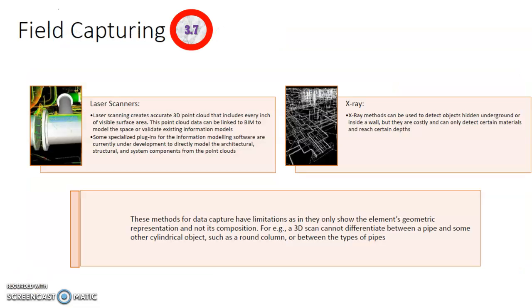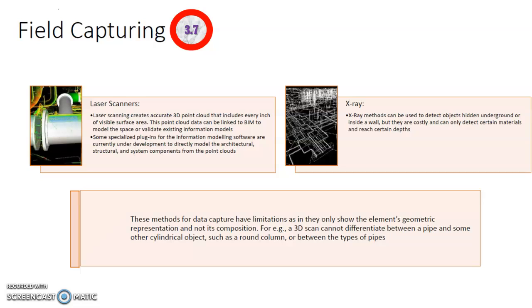VDC can allow for field capturing of data. For example, the use of laser scanners. Laser scanning creates an accurate 3D point cloud that includes every inch of visible surface area. This point cloud data can be linked to BIM to model the space or validate existing information models. Some specialized plugins for the information modeling software are currently under development to directly model the architectural, structural, and system components simply from point clouds.